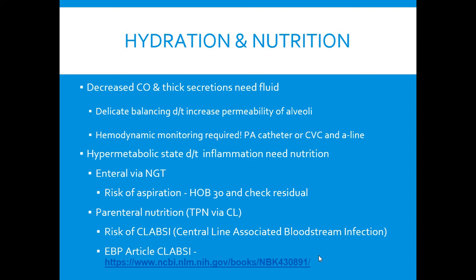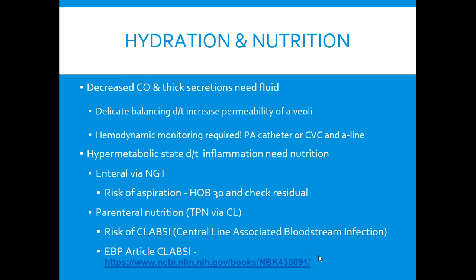So with the hydration piece of it, we want to be delicate with the balance. Remember, we have that increased permeability of the alveoli, and we don't want too much fluid. So we don't want to worsen the ARDS, but we know they need it. They need it for hemodynamic monitoring. We want to monitor the urine output and volume status. We need to have a central venous catheter or pulmonary artery catheter, and we need an arterial line. We're drawing multiple ABGs on these patients.